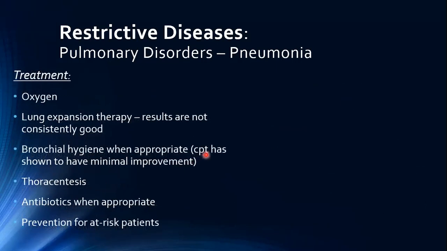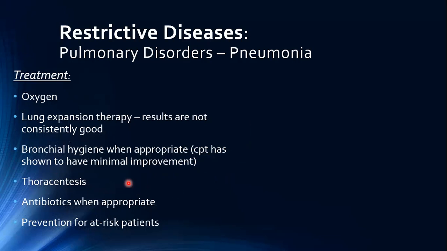How do we treat pneumonia? Oxygen, lung expansion therapy to help get secretions up, right? When you do hyperinflation therapy, which will help mobilize them secretions. Bronchial hygiene when appropriate. You may even have to do a thoracentesis. If it's a lot of fluid or a lot of pneumonia is there, we may even have to stick a needle through that spot of the lungs and drain that pneumonia out that way, okay? That's a thoracentesis. Antibiotics when appropriate.